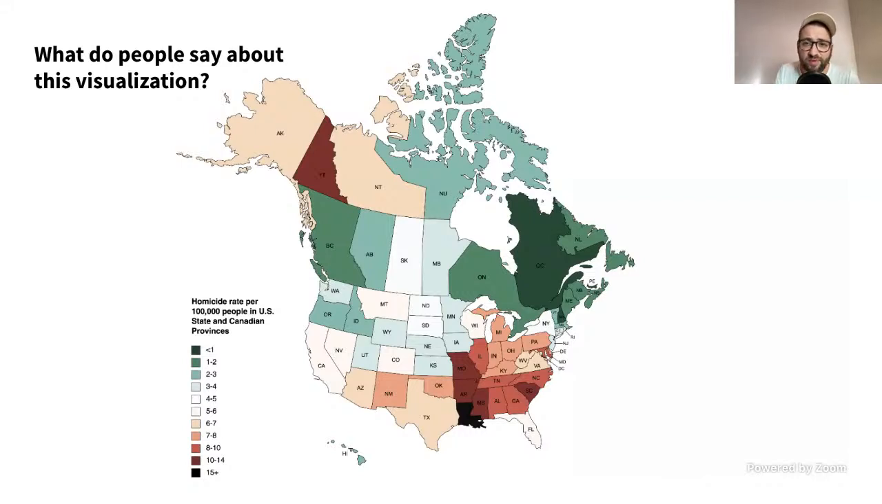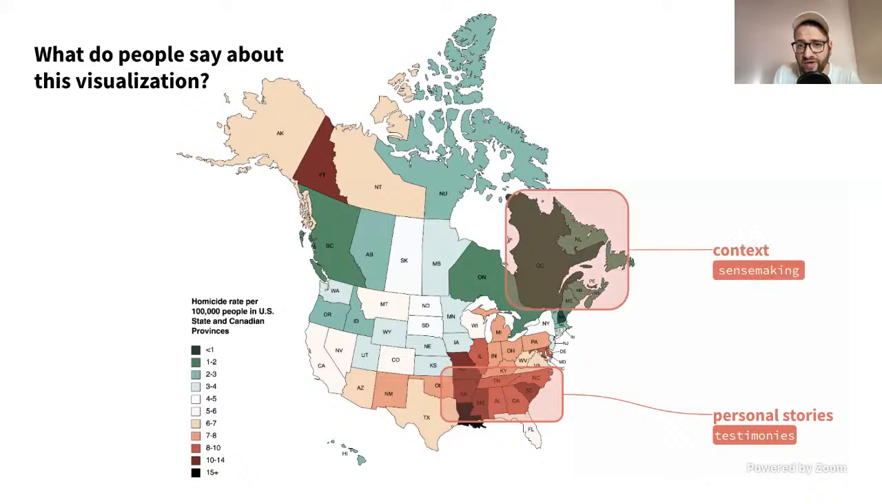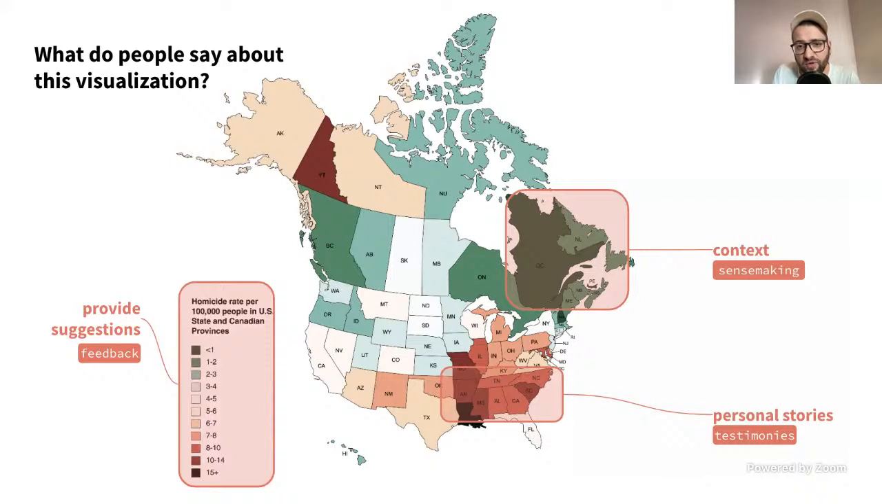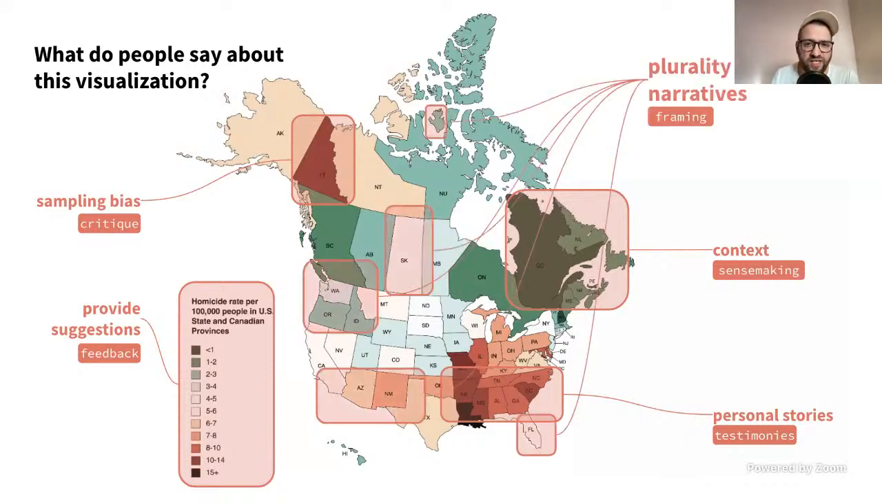Yet there is so much people could say about this data. They could share personal stories to serve as testimonies from highly affected areas. They could provide background information that helps others understand the context of this data. They could provide suggestions on how to improve the color scale that is hard to read for vision-impaired people. Or they could just point out sampling bias that leads to problematic visual encoding up there. And overall, audience reactions can provide a plurality of narratives that help frame this visualization beyond framings the original author was aware of or had in mind.